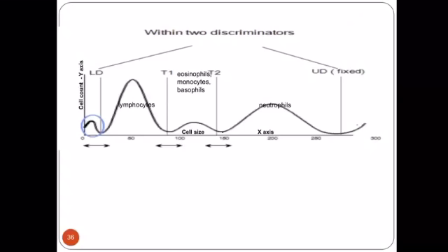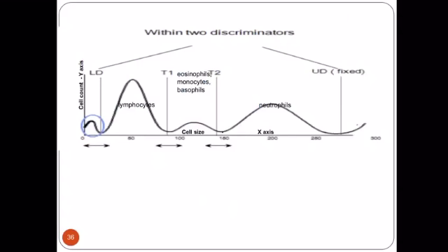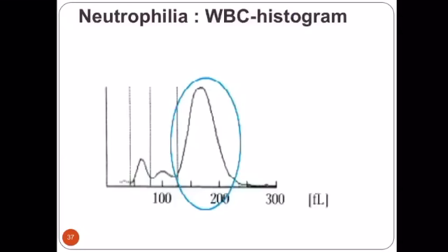Similarly, we have seen the normal WBC histogram. The first peak is lymphocyte; eosinophil, monocyte, and basophil lie between T1 and T2; and from T2 to the upper discriminator there is the neutrophil. So neutrophilia causes an increase in the cell count. We have seen that the y-axis represents the cell count. So the peak is higher, not broadened. Higher means the number of cells is increased. So it is a case of neutrophilia.